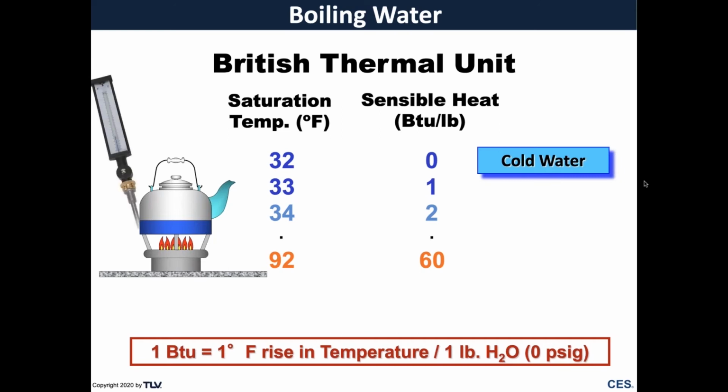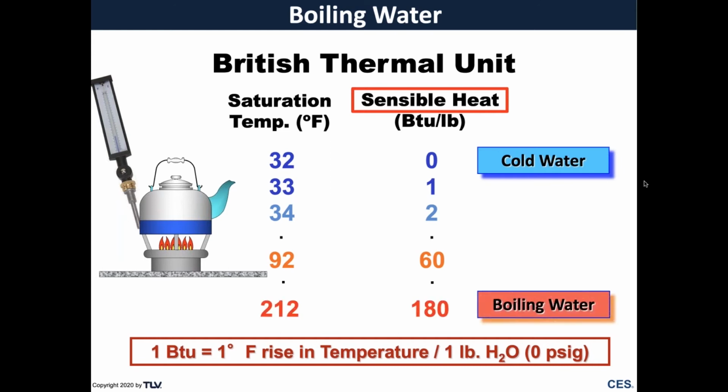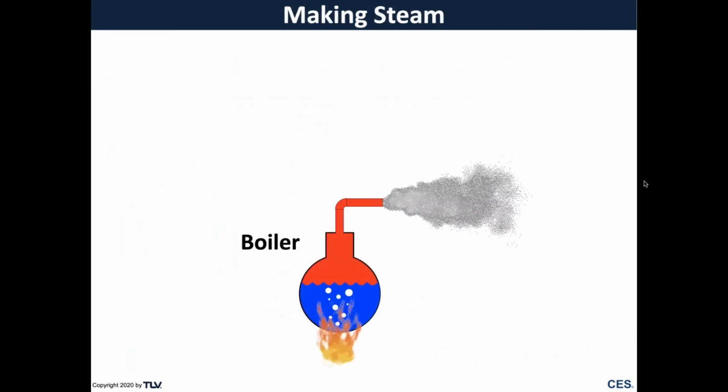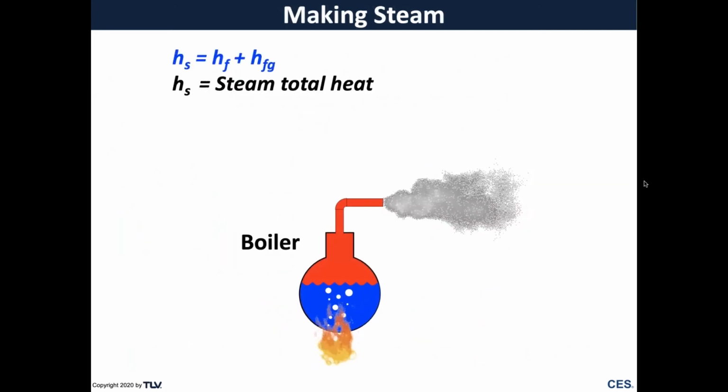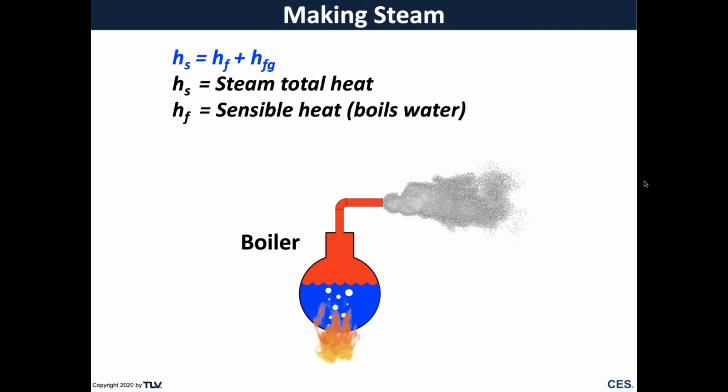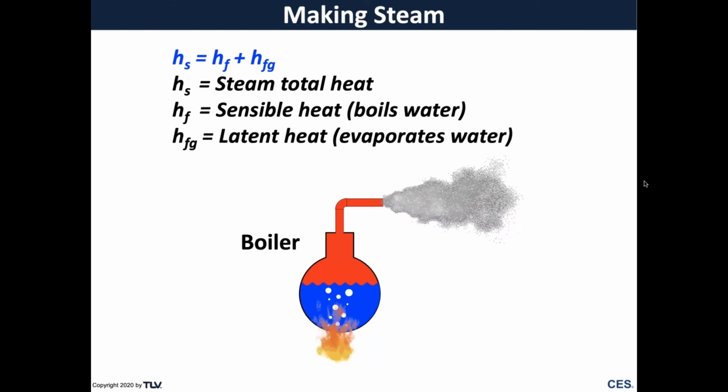And that's the beauty of putting a thermometer in water and being able to sense the heat. It's 92 degrees, which means it's 60 BTUs per pound. And we carry that all the way on to 212. 32 from 212 is 180. We can sense for boiling water, in order to get it to a boil, we have 180 BTUs of sensible heat. Easy to sense. Let's take a look at our boiler. And this is the equation for steam heat. It's the sensible heat that boils the water and the latent heat that evaporates the water.